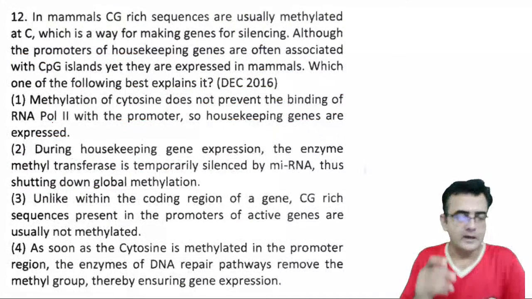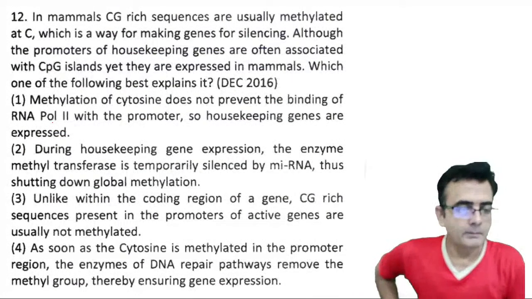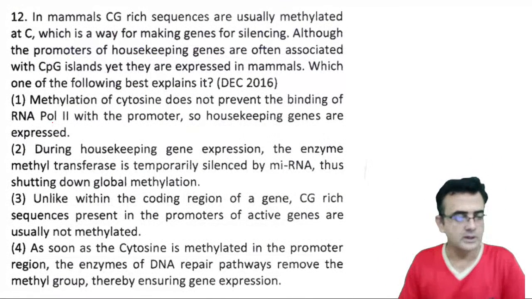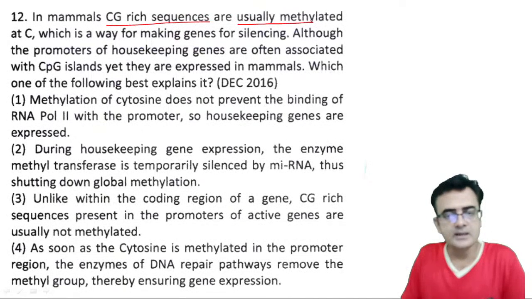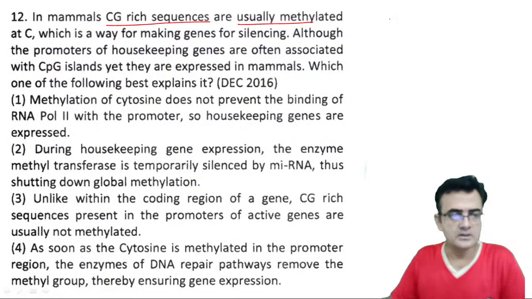Okay, now my friends, this is a big question but a very good question, and a simple question also. So first of all, we should read the question. In mammals, GC rich sequences are usually methylated. GC rich sequences are methylated at C by DCM methylase.